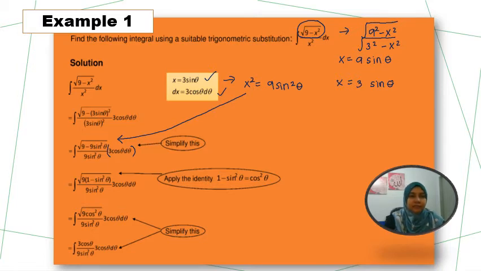Okay, and then after this, we factorize the integrand, the numerator part, so the square root of 9 times 1 minus sine square theta. We factorize it and we apply the trigonometric identity: one minus sine square theta equal to cos square theta. So we rewrite this function into cos square theta. So we will get the square root of 9 cos square theta over 9 sin square theta times 3 cos theta d theta.